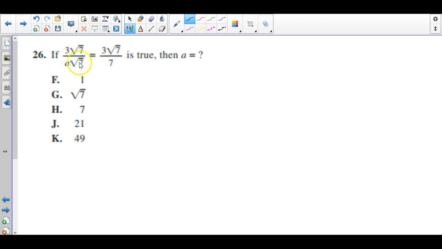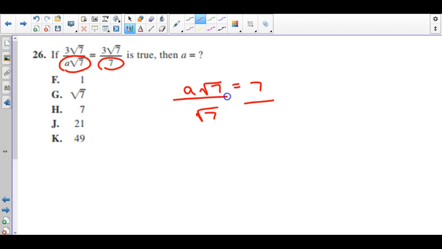All right, with this one, it's giving me a statement here. If this is true, then what is the value of a? There's a couple ways you can logically think through this. If your numerator remains the same, then a would have to be some sort of number that would multiply by the square root of 7 to get to 7. If you just do a guess and check, you're really just thinking, what number would I have to multiply by to get to 7? I could also just divide both sides by radical 7.